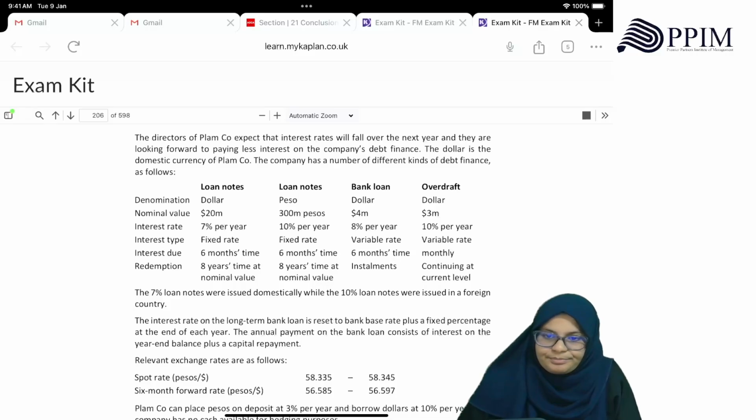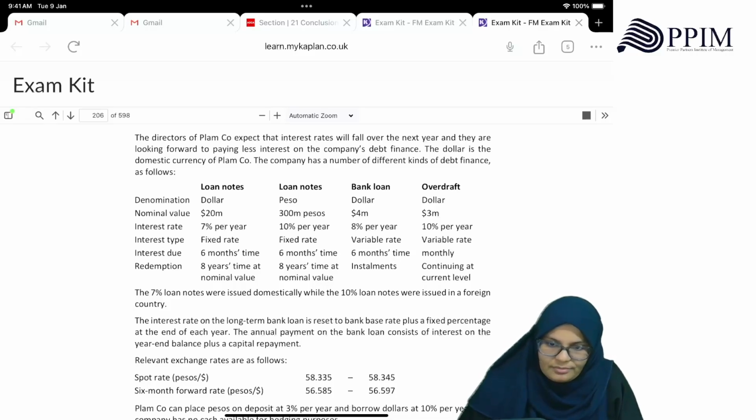Fine. Then they're saying the 7% loan note was issued domestically while the 10% loan notes were in a foreign country. Clearly, one is in dollars, other one is in pesos. Dollar is their currency. The interest rate on the long-term bank loan is reset to bank base rate plus a fixed percentage at the end of each year. So that's how the variable rate is calculated. The annual payment on the bank loan consists of interest on the year-end balance plus a capital repayment.